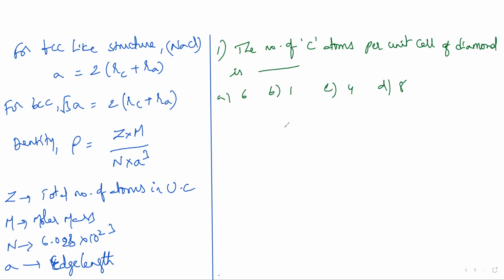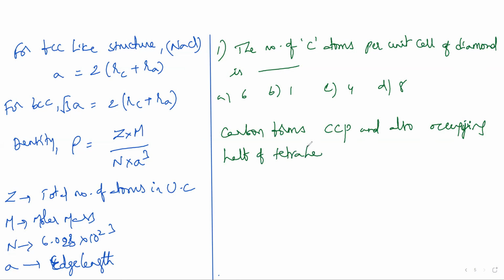So this is an interesting question. If you consider diamond, carbon forms cubic close packing and also occupies half of tetrahedral voids. So CCP is almost similar to FCC cell. If you are having any confusion, then just always replace CCP with FCC.